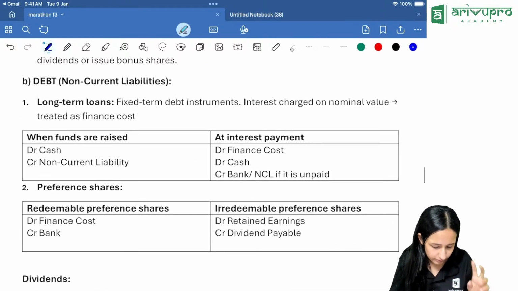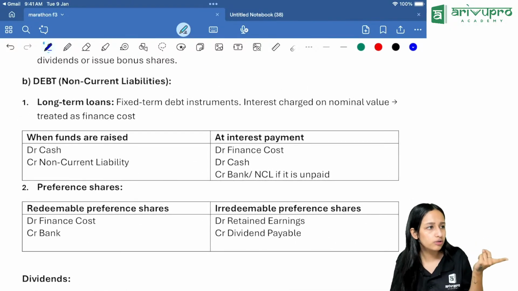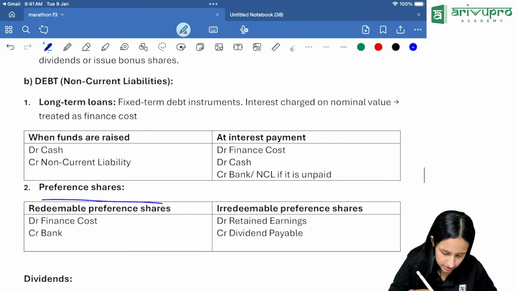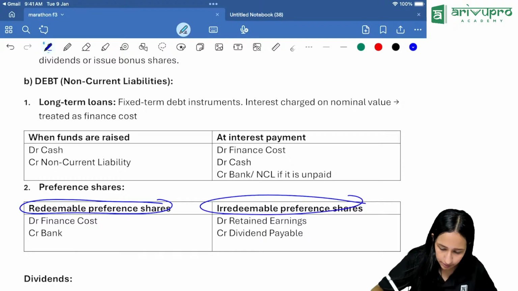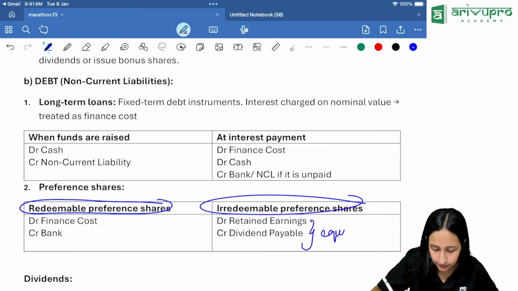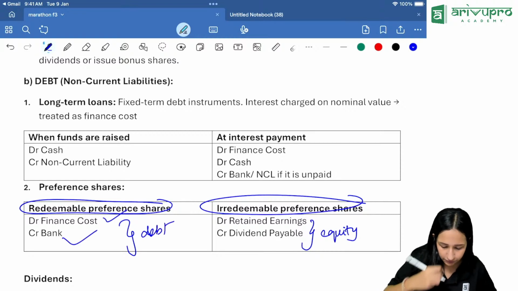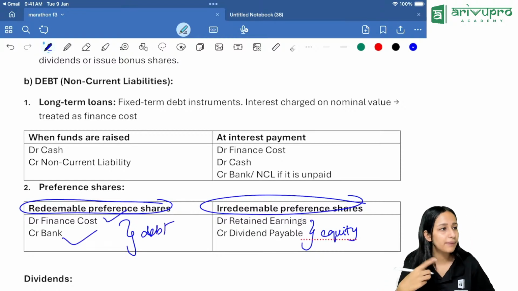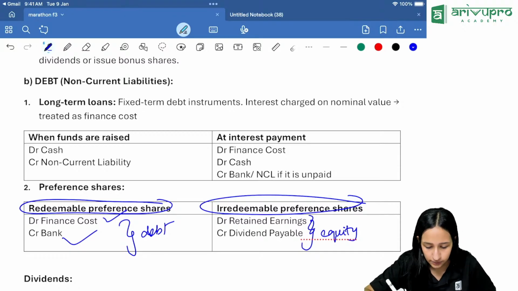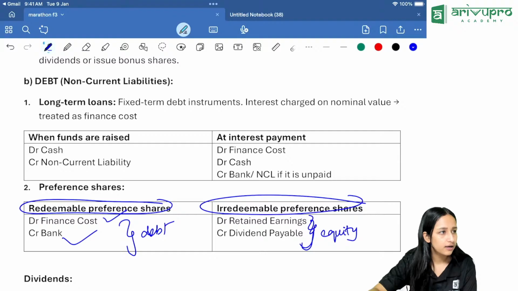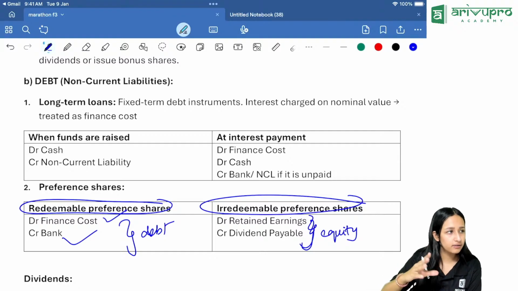Now under debt, we'll be dealing with two things. One is long-term loan notes and one is preference shares. For preference shares, there are redeemable and irredeemable. Redeemable, like I said, is debt; irredeemable is equity. For debt, we deal with finance cost and bank. We keep paying interest regularly. For equity, there is nothing like interest for us, but we'll always get a fixed payment.